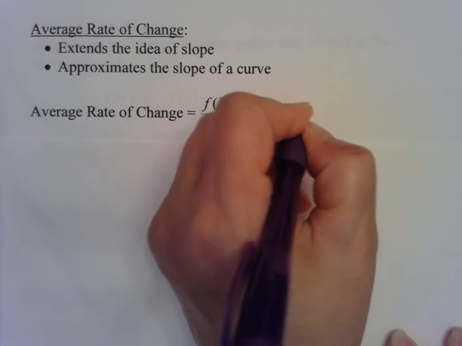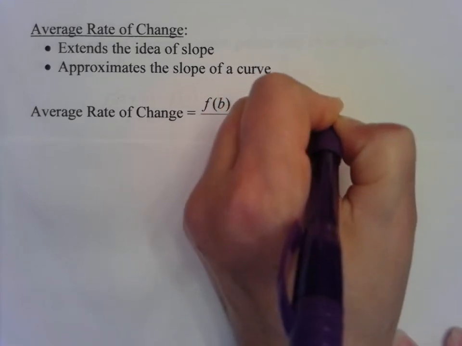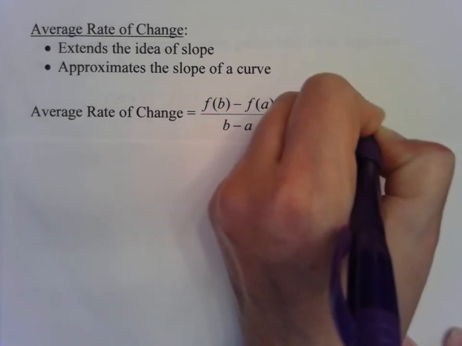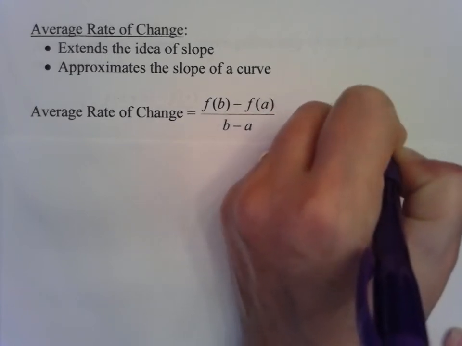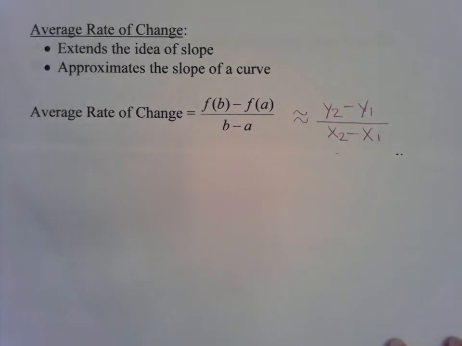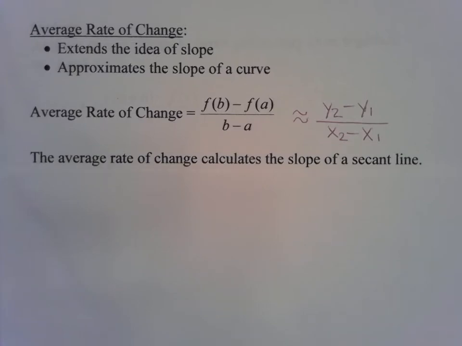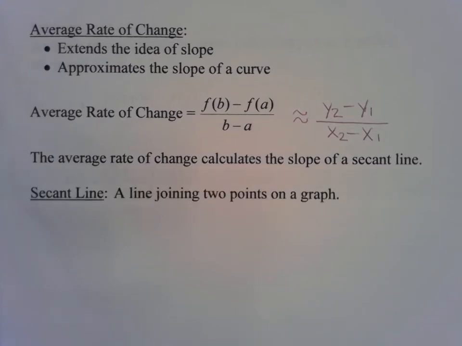It's a lot like y2 minus y1 over x2 minus x1. It's just written in a little bit different way. Okay, so the average rate of change calculates the slope of a special line called the secant line. And the secant line is a line joining 2 points on a graph.